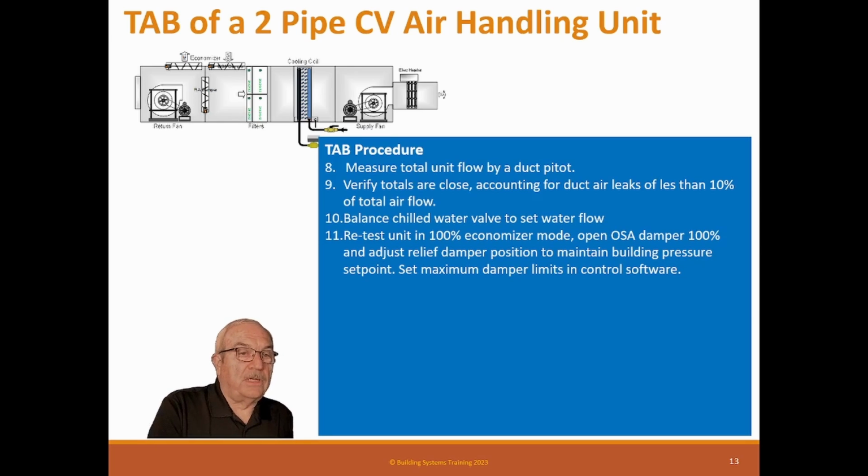Retest the unit to 100% economizer mode. Okay, here we have to test this again. Open the outside air damper 100% and adjust relief damper position to maintain building pressure set point. So when we get into economizer, it's going to open this damper 100%, and then it needs to be able to adjust this damper to maintain building pressure. So when we're at 100% economizer, this fan's constant volume, remember. This fan's constant volume, it's on, which means this damper will be closed. This damper will be open, so this is pushing air out.